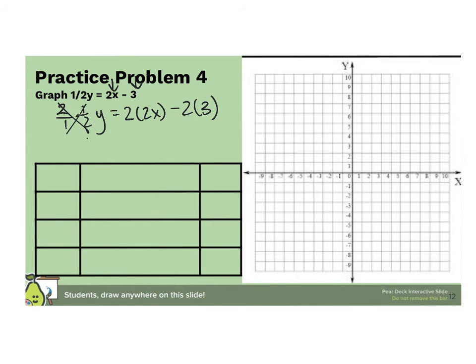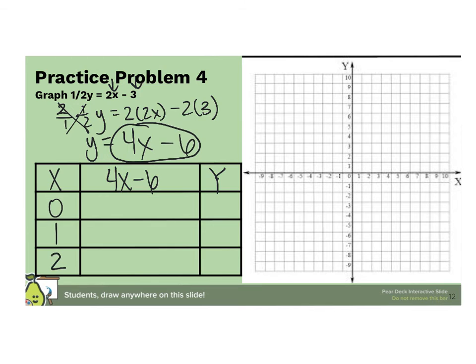These are gone. Y equals 2 times 2 is 4. Don't forget the x. Minus 2 times 3 is 6. Circle the expression. Label your table. X, y, 4x minus 6. Pick your x values. We're all picking the same ones again. 0, 1, 2. When we get better, you can pick whatever x values you want, but this is just to make sure our numbers are the same.